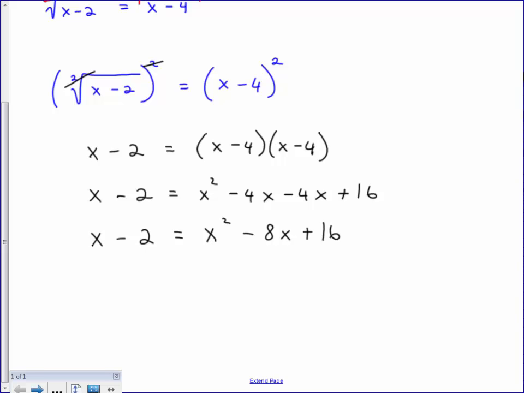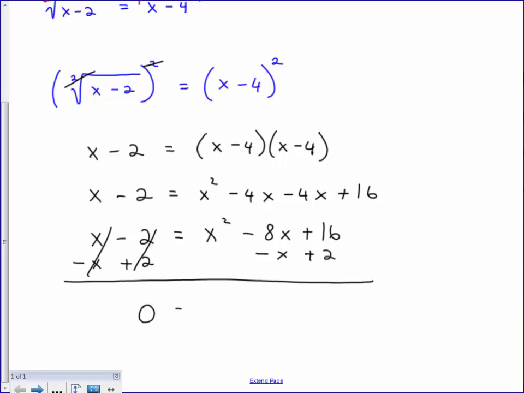Now, notice that our equation has a square in it. That being the case, I will try to get 0 on one side. I want to leave my square term positive if I can, and I see that it's positive on the right side. So what I'm going to do is subtract off x to get that term to the right, and then I'm going to add over 2 to get that term to the right, and in this case I would end up with 0 on the left. On the right I would have x squared minus 9x plus 18.